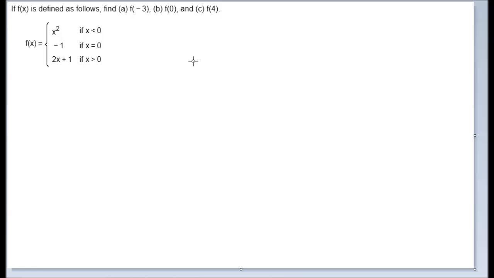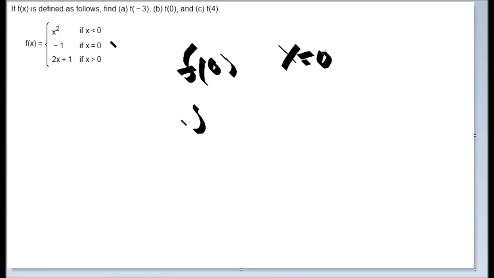Okay, so if we want to look at f of 0, then what we have to do here is put in x equals 0. So for f of 0, we can see x equals 0 is in this category, and we already know the answer is minus 1, so f of 0 equals minus 1.